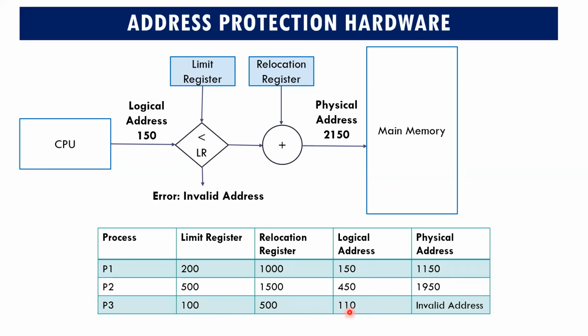Now coming to the process P3, here the logical address is 110, but the limit register value is 100. So the logical address is beyond the limit register value. So it is an invalid memory access. In such a case, an error has to be raised saying that it is an invalid address.